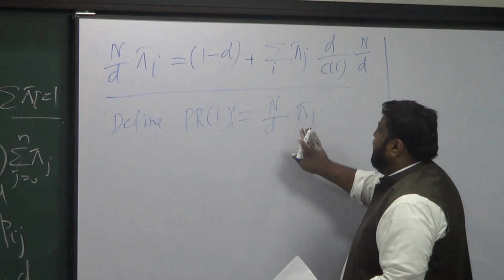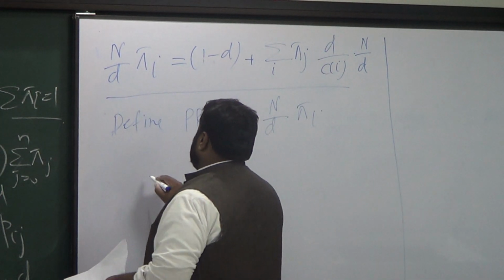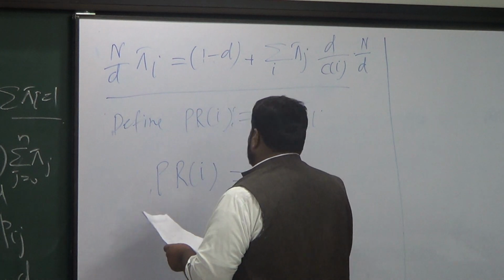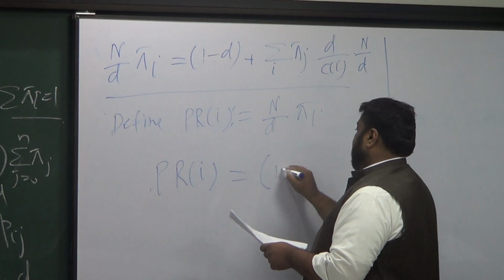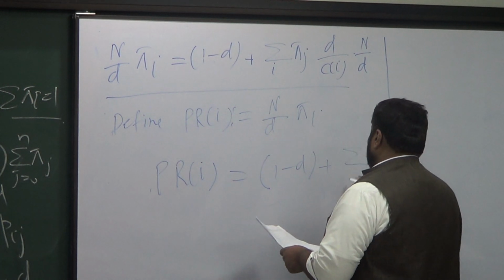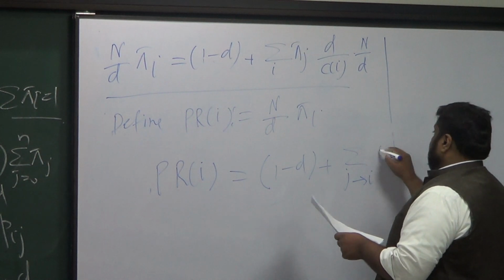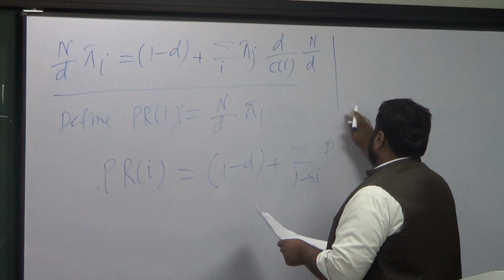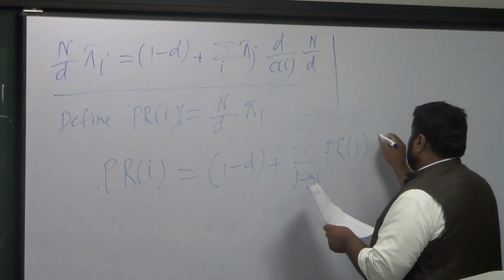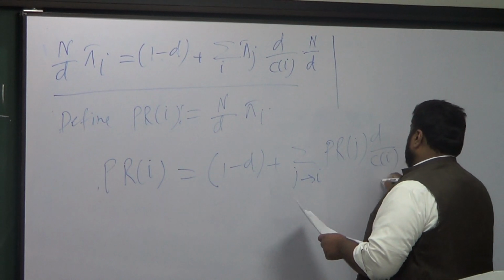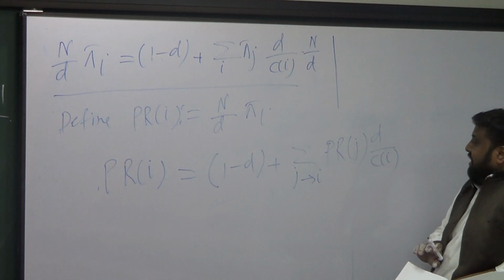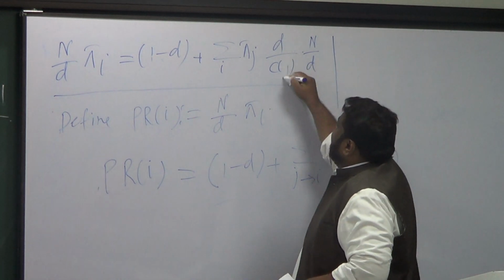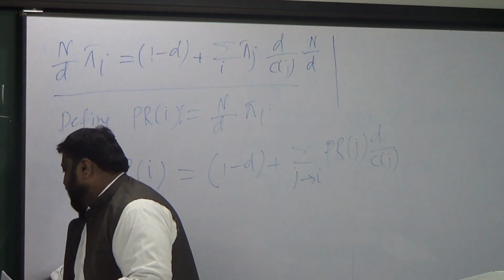So if I define it in this manner, this becomes the PageRank of the website I, and hence you have this expression: 1 minus d plus, for all those websites which lead to I, the PageRank of the website j multiplied by d by C over j. It should be j, not I, so if it should be j, then it should be j everywhere. So this is what you have to be careful about.